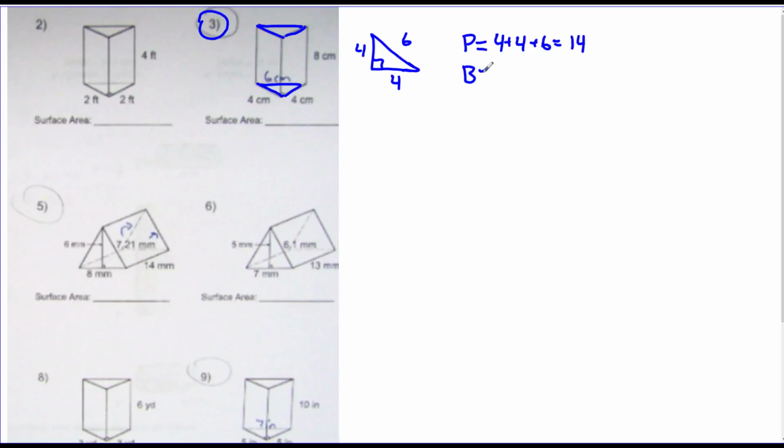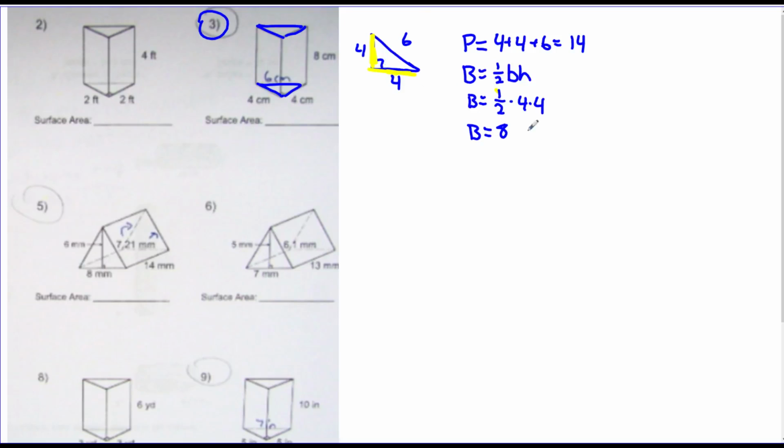We need the area of the base. Since it's a triangle, it's half base times height. And then we said base and height have to be the two sides that meet at the right angle. So 4 and 4 have to be our base and height. So it's going to be 1/2 of 4 times 4. So half of 4 is 2, 2 times 4 is 8. So the area of our base is 8.